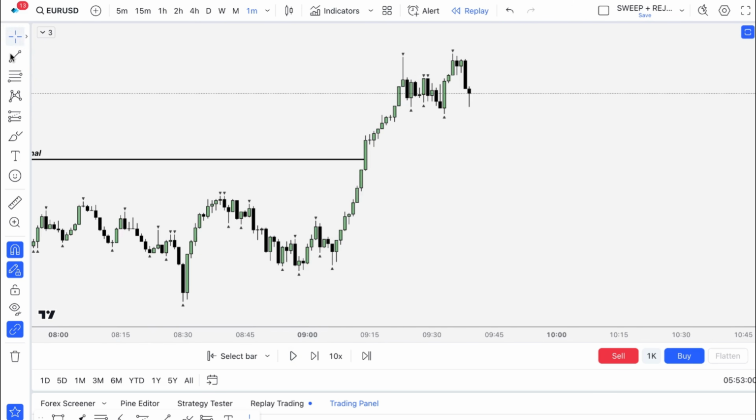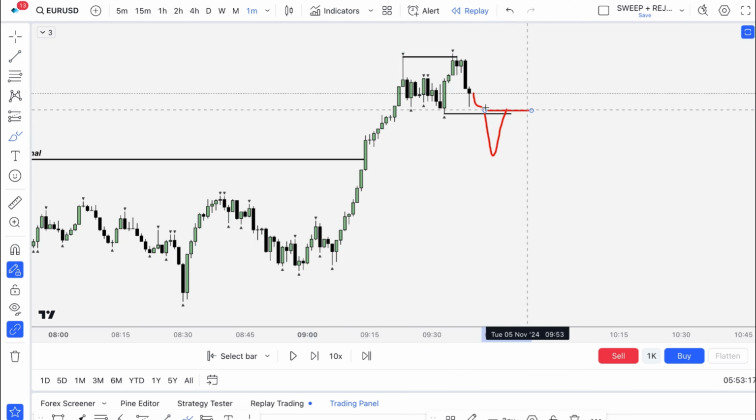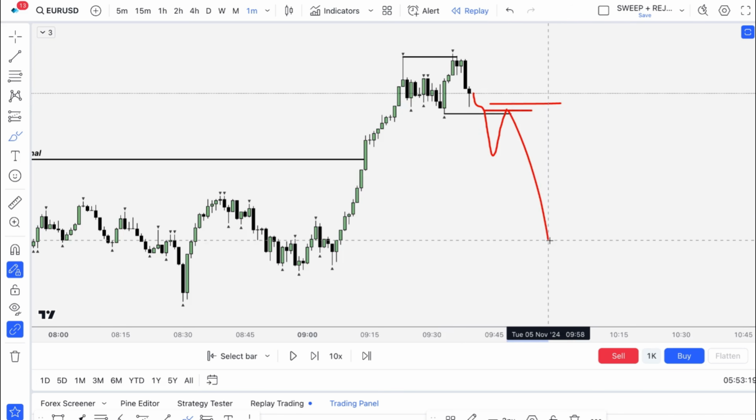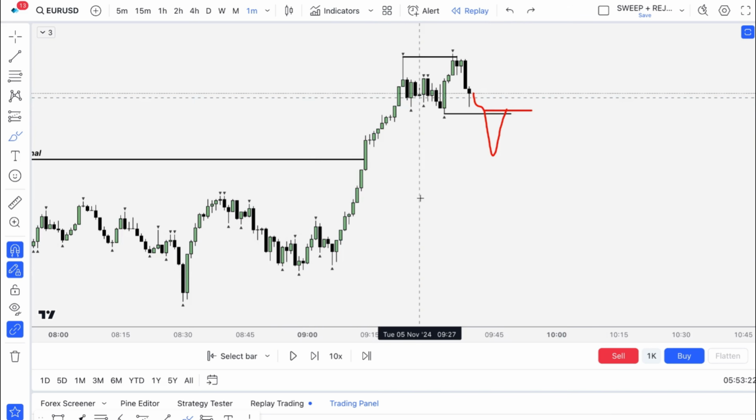You can see right here, in terms of market structure on the 1-minute time frame, we've got a higher high right here. The most recent higher low was right here. So what we're simply looking for is a market structure shift to the downside. Then we can look for a pullback into a fair value gap, and then look to short that back down to internal range liquidity.